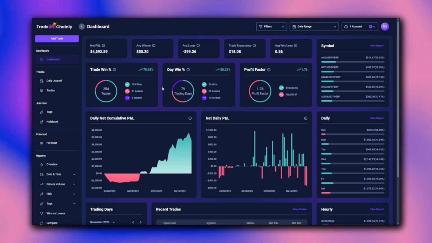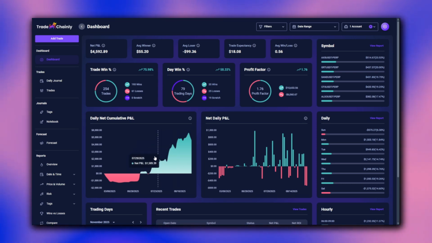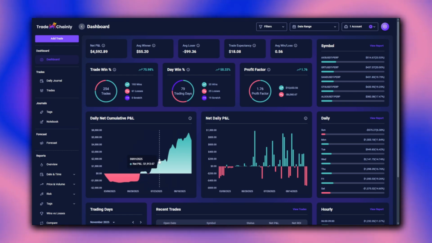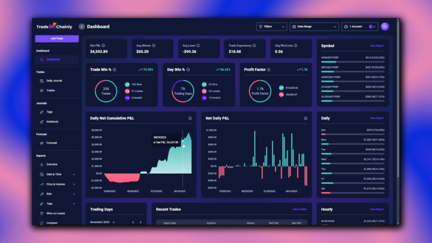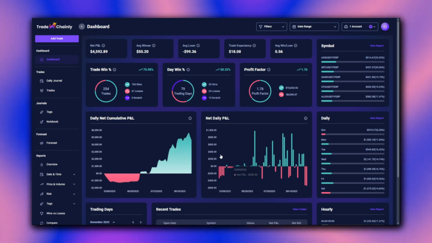Hey everyone, today I'm doing a deep dive through the reports in TradeChainly. I'll show you what each report measures, how I read the charts, and the practical ways I use the insights to actually improve my trading.